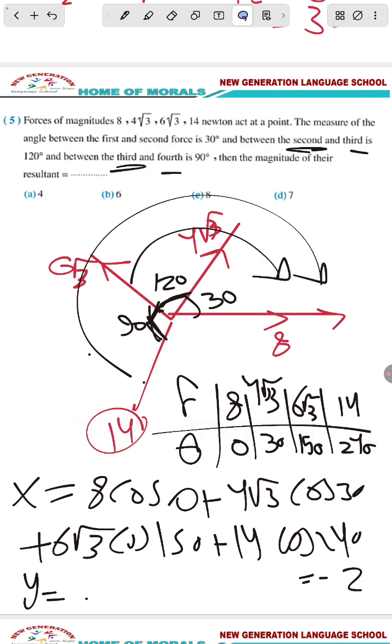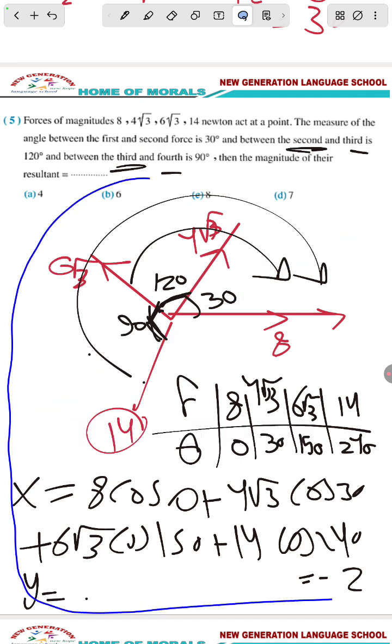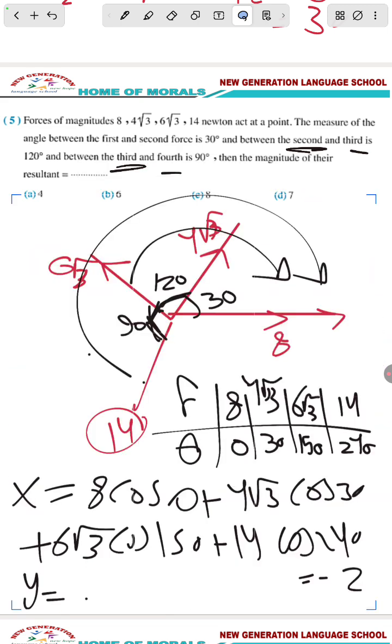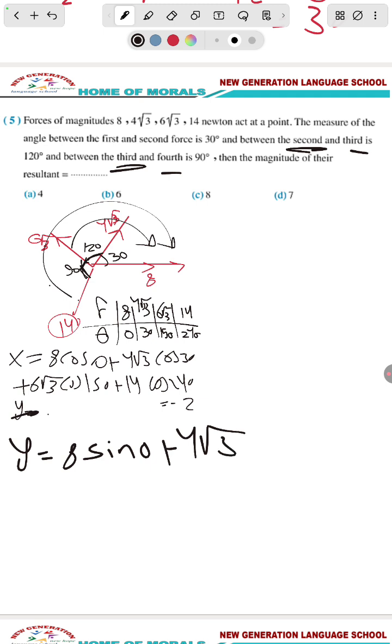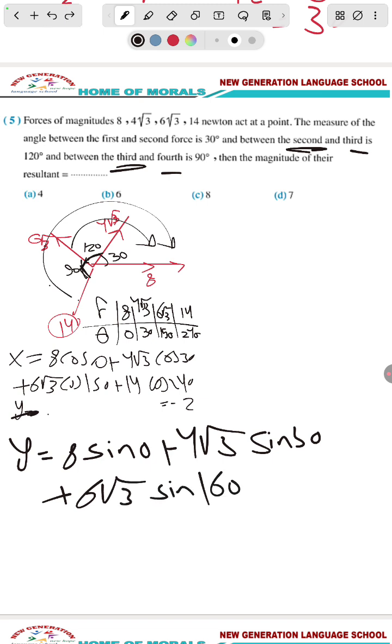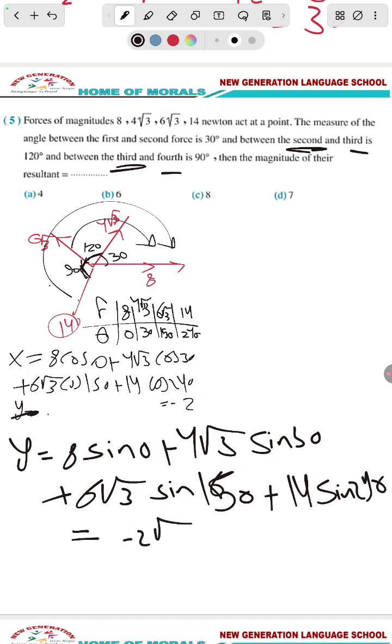Okay, we can make it smaller. y equal 8 sine 0 plus 4 root 3 sine 30 plus 6 root 3 sine 150 plus 14 sine 240. By using calculator, y equal -2 root 3.